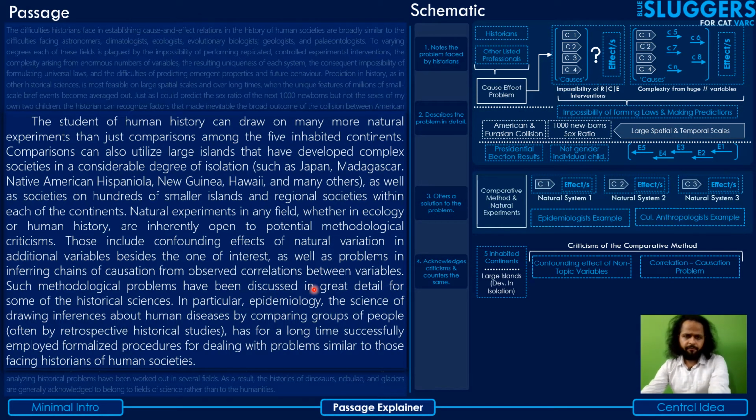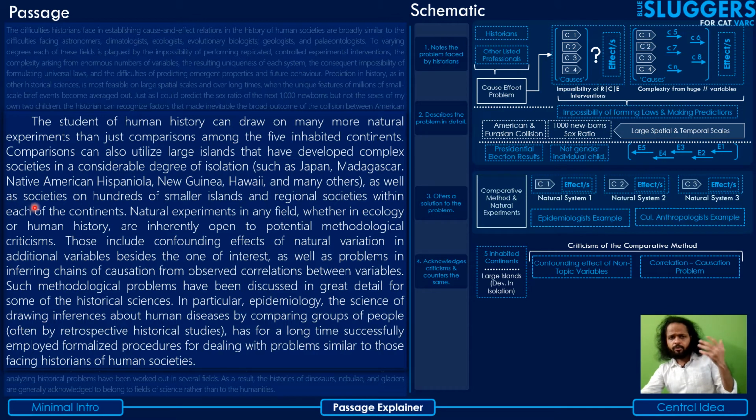Okay, so guys, before we read the next part, let me explain the first part of this paragraph to you. In the very first few sentences, the author very simply notes that the student of human history doesn't just have to compare the 5 inhabited continents of the world. There are so many places which can be taken into account and studied. For example, large islands that have developed complex societies in a considerable degree of isolation, so the factors of causation there will be quite different compared to the rest of the world, because they have developed in isolation, right? And he names a few of them.